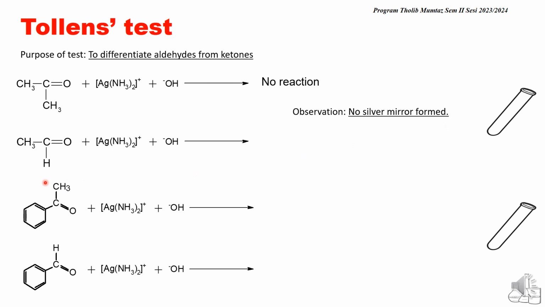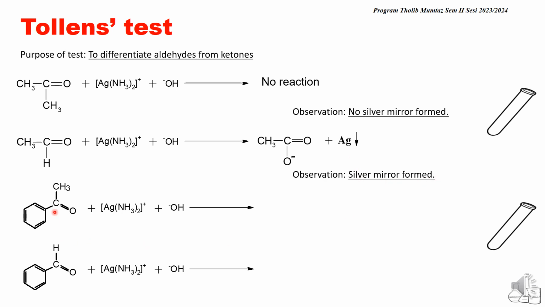The next structure, however, you are given an aldehyde. Aldehyde can react with Tollens' reagent. The way to write the product is that the H from the aldehyde will be replaced with O negative. It will form a carboxylate ion. And the most important thing here is the side product, which is silver precipitate, or Ag. So your observation will be silver mirror formed.